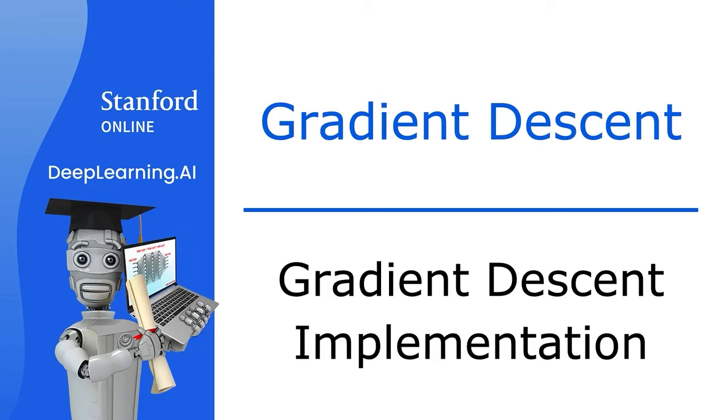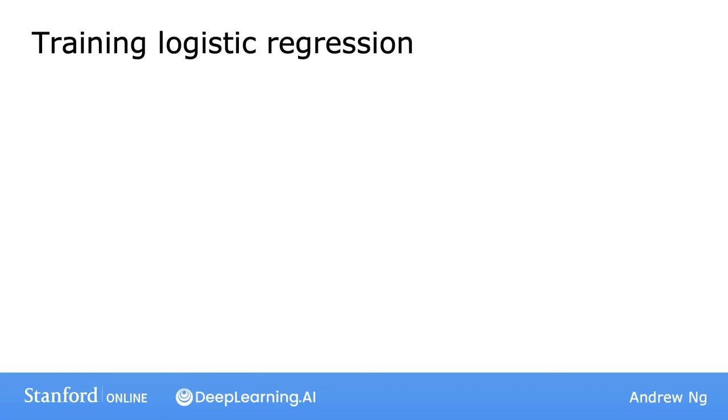To fit the parameters of a logistic regression model, we're going to try to find the values of the parameters w and b that minimize the cost function J of w and b. And we'll again apply gradient descent to do this. Let's take a look at how. In this video, we'll focus on how to find a good choice of the parameters w and b.